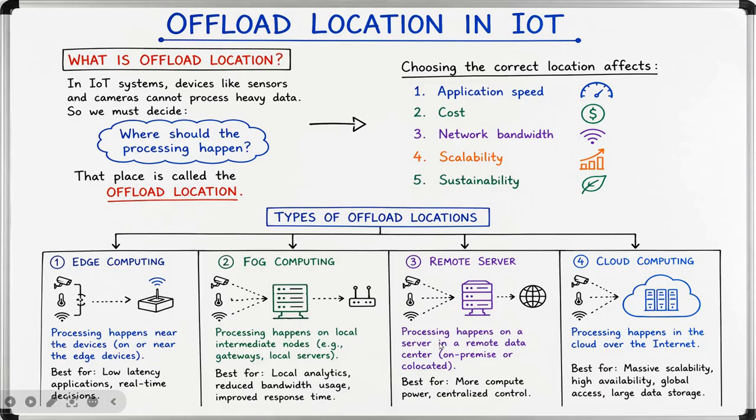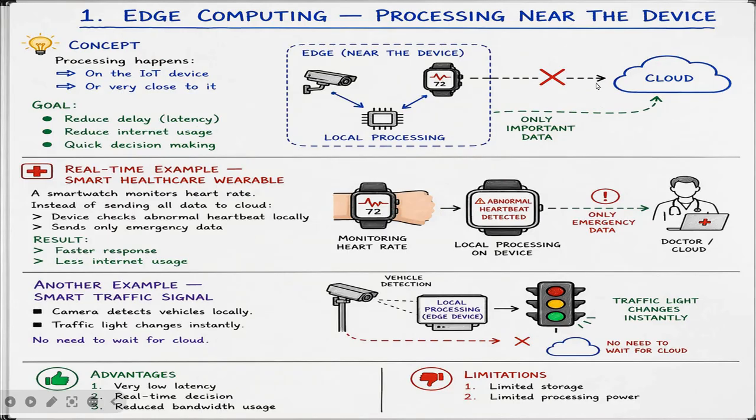The third is remote server, where the processing happens on a server in a remote data center, that is on-premise or co-located. This type of offload location is best for more compute power and centralized control. And last is cloud computing, where the processing happens in the cloud over the internet, and it is best for massive scalability, high availability, global access, and large data storage. Now we will look at these offload locations one by one. First is edge computing.